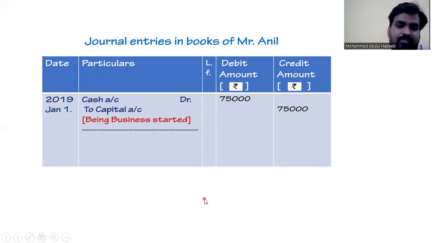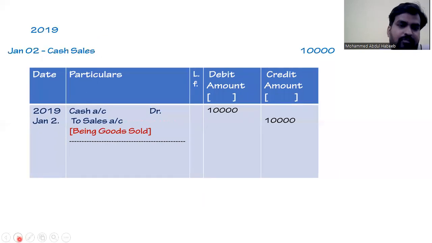The next transaction is on 2019 January 2nd, cash sales rupees 10,000. So here the date will be taken as 2019 January 2nd. Cash sales in the sense the business is selling the goods and in return the business is receiving cash. So again cash is coming into the business. So cash will be debited and it will be recorded as cash account debit 10,000 to sales account. As sales is an income to the business, it will be credited as to sales account 10,000.